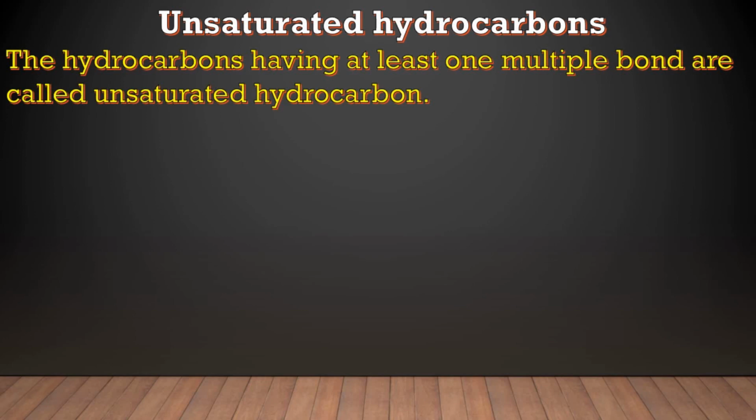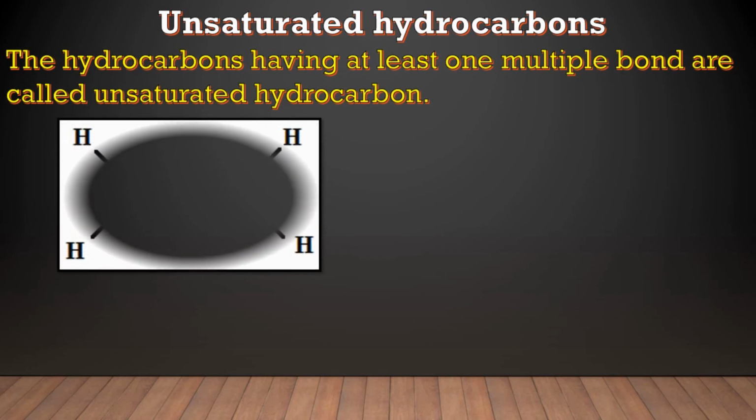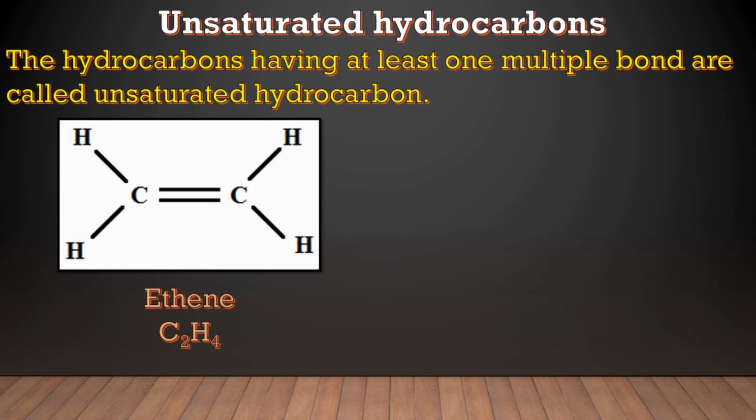For example, ethene, chemical formula C2H4. Here you can see there are 2 carbon atoms in this hydrocarbon and there is a double bond between the 2 carbon atoms. Next example is ethyne, chemical formula C2H2.